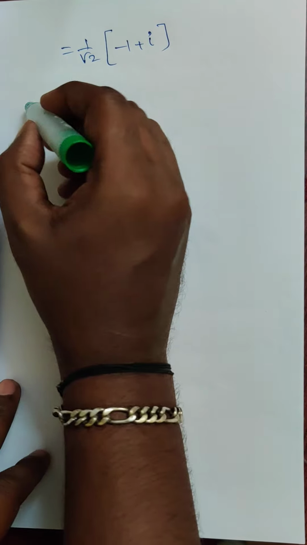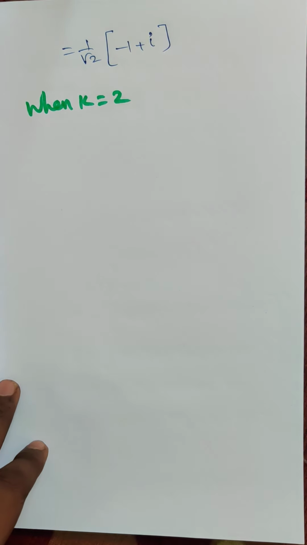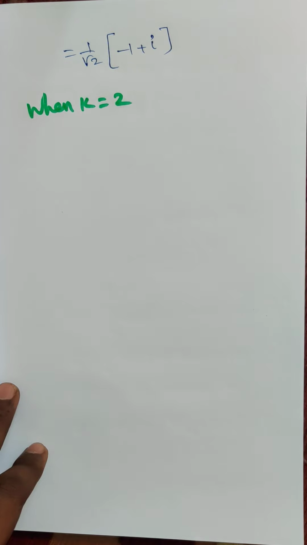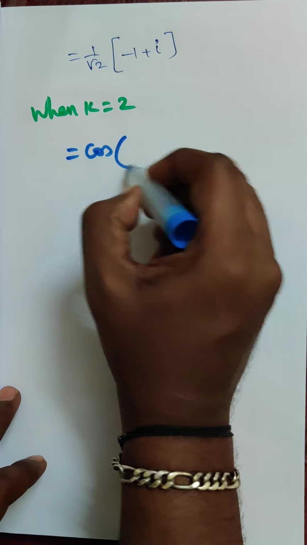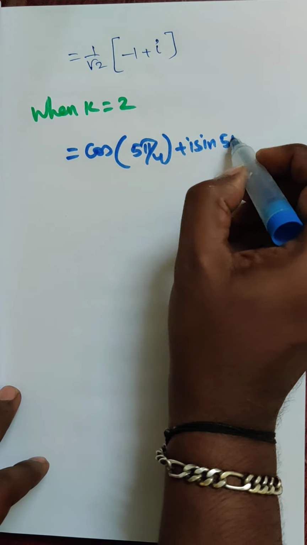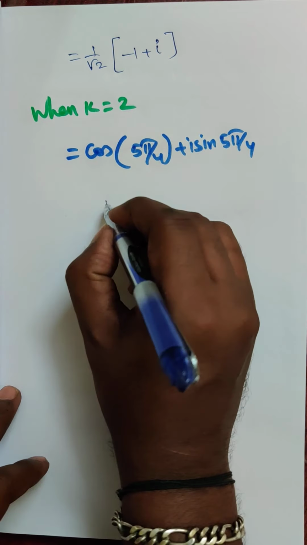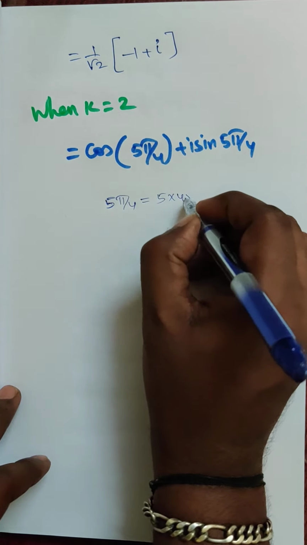When k is equal to 2, already we know cos of 2k plus 1 into pi by 4. Applying k equal to 2, 2 twos are 4, 4 plus 1 is 5 pi by 4. So that is equal to cos 5 pi by 4 plus i sin 5 pi by 4. Already we know that 5 pi by 4 value is 5 into 45.